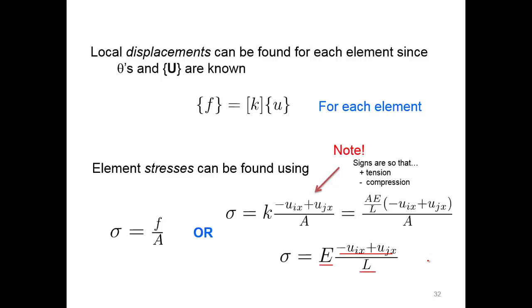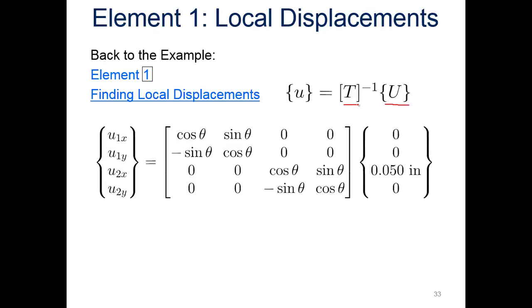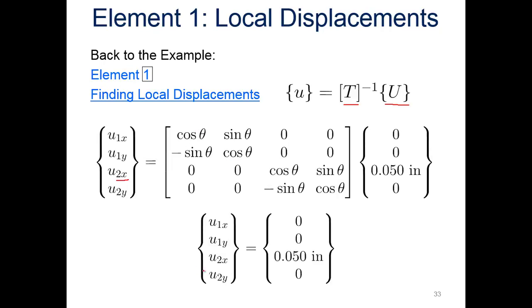All right, so element 1, local displacements. We're going to start by plugging in our global displacements and our inverse transformation matrix. Here's our global displacement, 0.05 inches that we found at node 2 in the x direction, and 0 everywhere else. Solve that for the local displacements, and it comes out to 0.05. This is because, if you remember for element 1, the angle is 0. So it doesn't change between the local and the global coordinates.